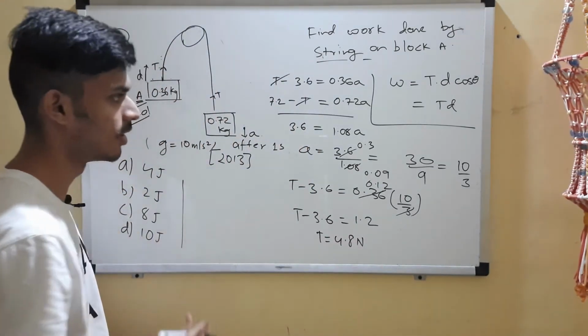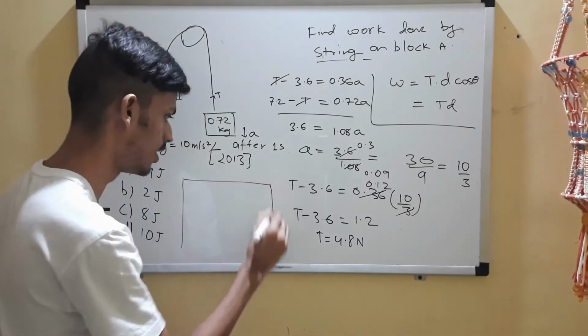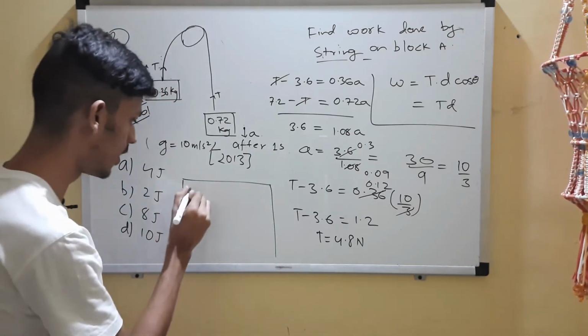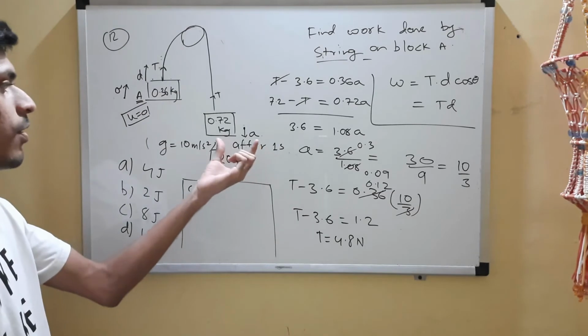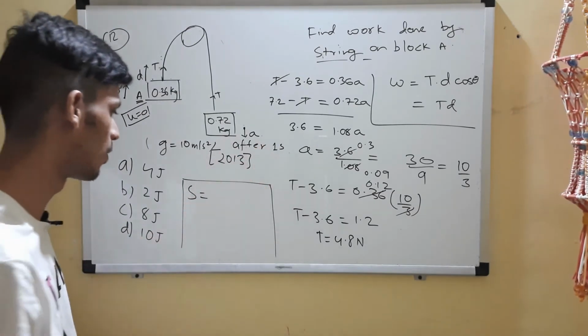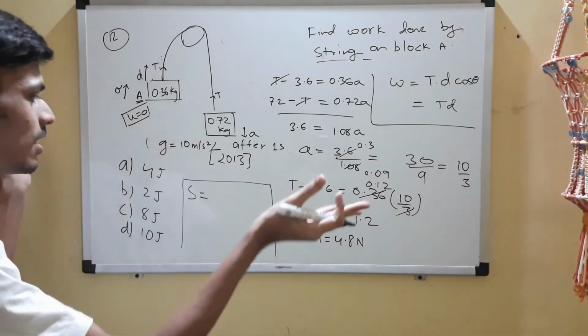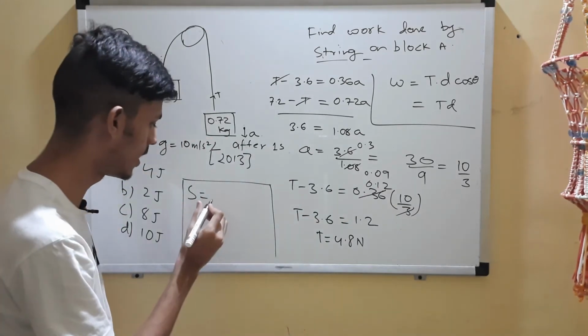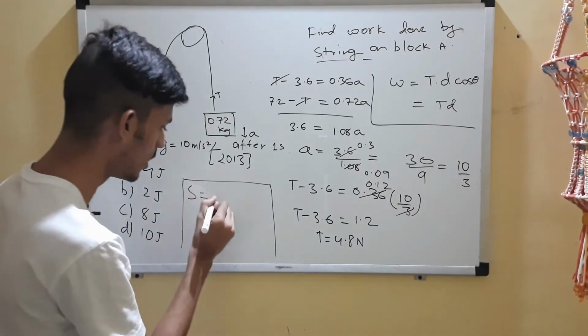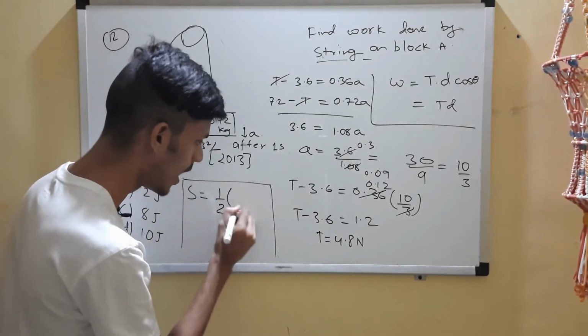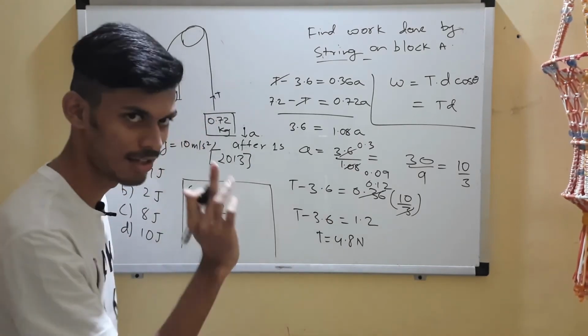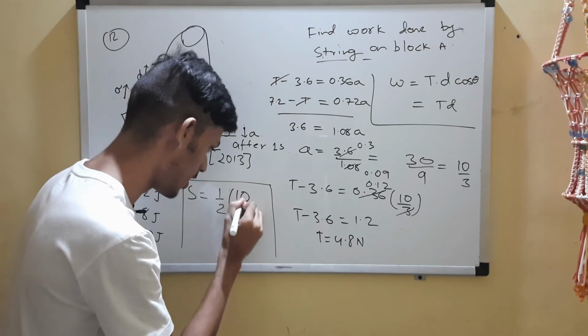Now let's find the displacement. How will we find that? We have to find the displacement for 1 second. So ut plus half at square. U is 0, initially the system was left from rest. So ut is 0, that term is 0. So half a t square. That is the reason why I found out the acceleration.